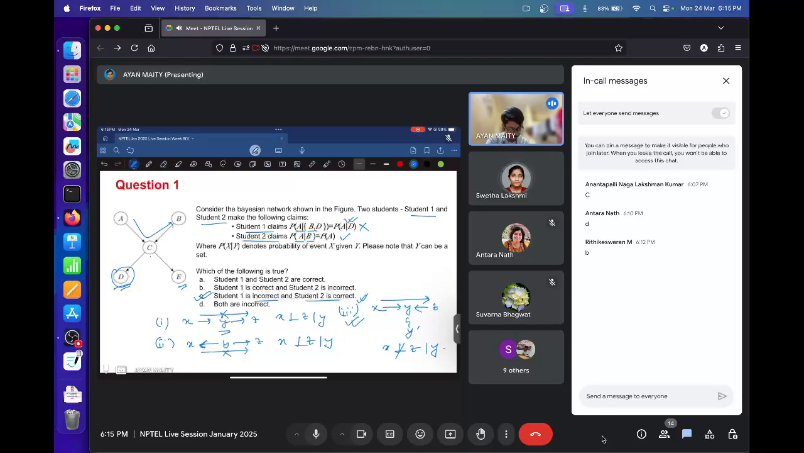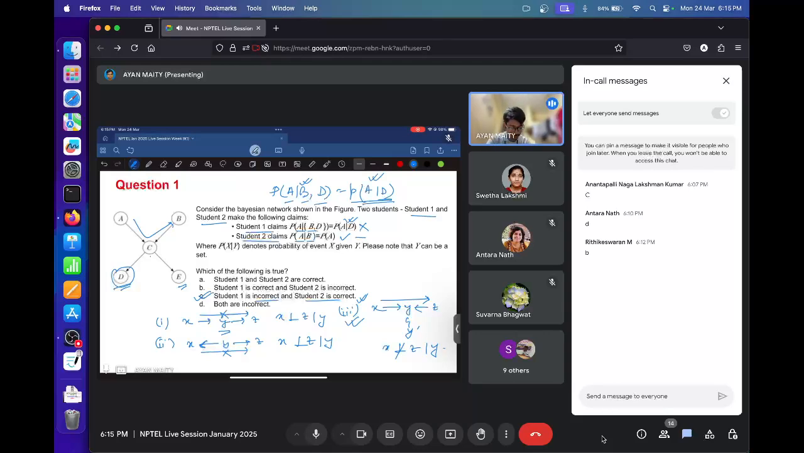From the first statement, how did we understand that we have to find out whether A and B are independent? The first claim says that the probability of A given B comma D equals the probability of A given D. So if D is given, the probability of A is not dependent on B. That's why we can skip B. It says that A is independent of B if D is given. So we don't need to keep B in the probability anymore, because if D is given, A is independent of B. That is the claim.